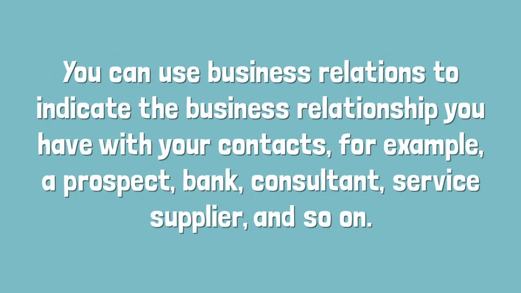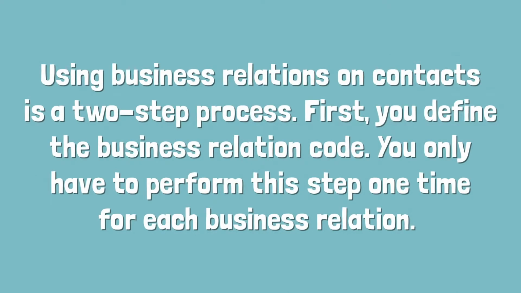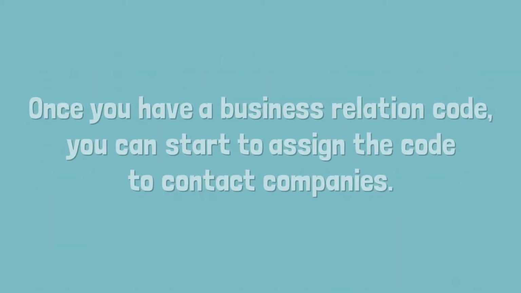You can use business relations to indicate the business relationship you have with your contacts, for example, a prospect, bank, consultant, service supplier, and so on. Using business relations on contacts is a two-step process. First, you define the business relation code. You only have to perform this step one time for each business relation. Once you have a business relation code, you can start to assign the code to contact companies.